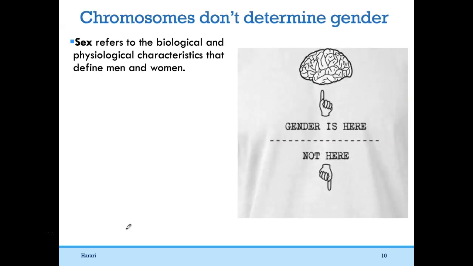I want to take a moment to talk about something that's not in the textbook. There's a common misconception that genes determine gender, and gender is very different than sex. So sex refers to the biological and physiological characteristics that define men and women. So key is physiological and biological. These are determined by chromosomes. This is where sex chromosomes come in.